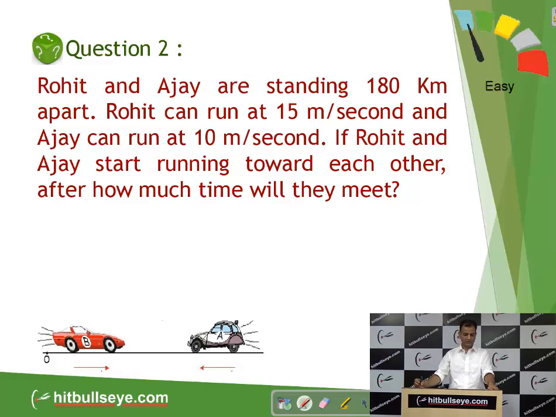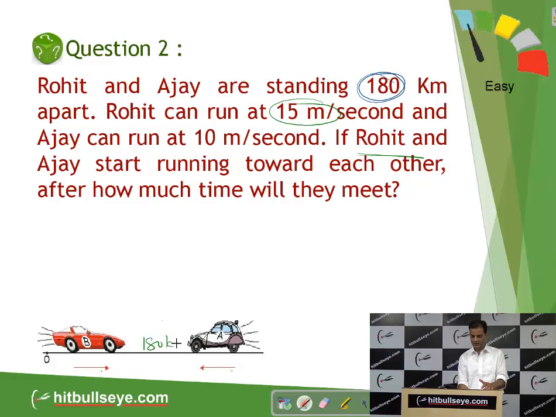In this question, Rohit and Ajay are standing 180 km apart. Rohit can run at 15 meters per second and Ajay can run at 10 meters per second. Again, student, you can see distance is again same, 180 km, and speed is given 15 meter per second, and we know what is the meaning of 15 meter per second. 15 into 18 by 5. Rohit and Ajay start running toward each other. Now distance is 180 kilometers.